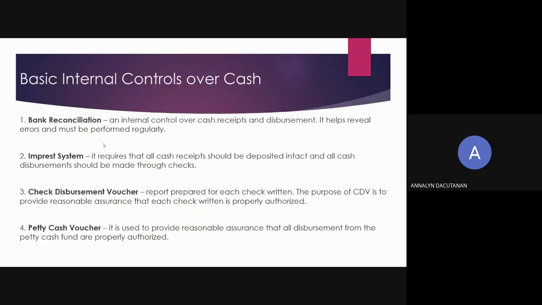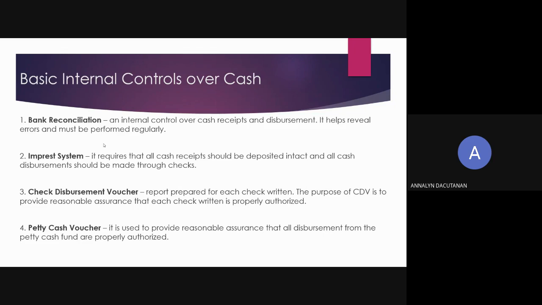All right? So, kapag nasa work na kayo or nasa corporate world na, ang isang business, meron niyang basic internal controls over cash. Cash is the most sensitive asset of a company. So that's why kailangan ng internal control, meaning within company pa lang, dapat meron ng control over cash. Okay? So we have four basic internal controls over cash.